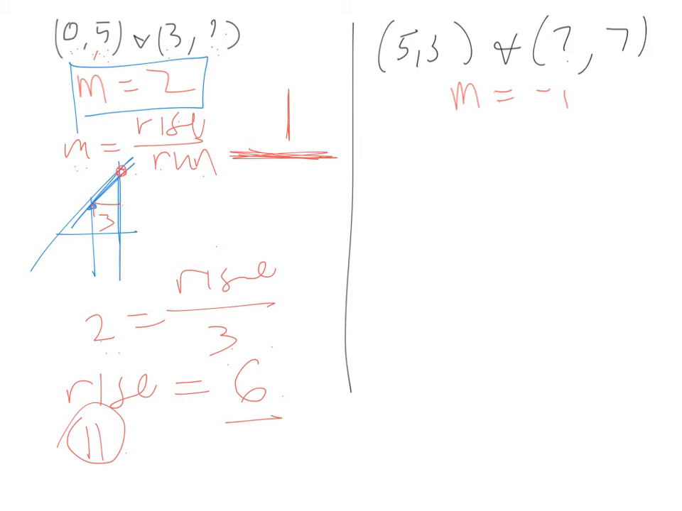So here we are at 3 and 11. Just to check that, we've gone from 0 and 5, we've gone across 3, we've gone up 6, so we've got a run of 3, a rise of 6, and 6 over 3 is 2, which is what we've got there. Okay, next one.